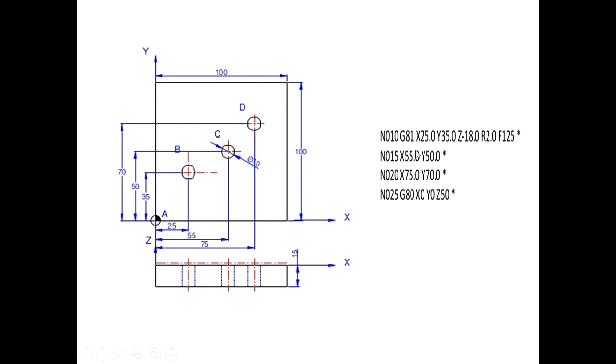So the G81 code we have used, that is the CAN drilling cycle. This is the position, hole B will be drilled, then hole C will be drilled and hole D. And G80 is the cancel CAN drilling cycle. So this we have seen. Let's implement this concept of the CAN drilling cycle with the help of one example.